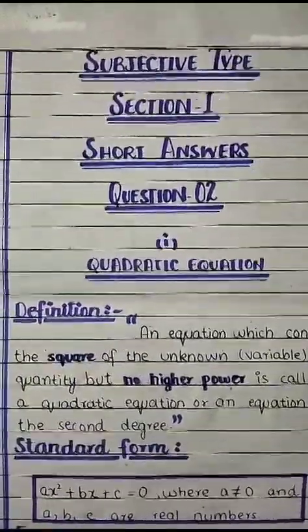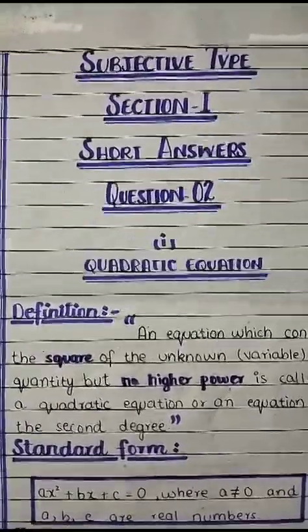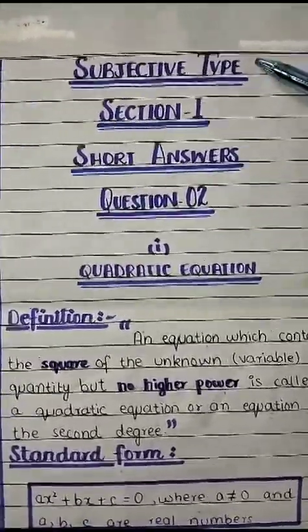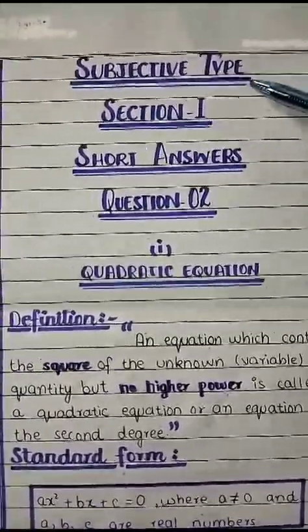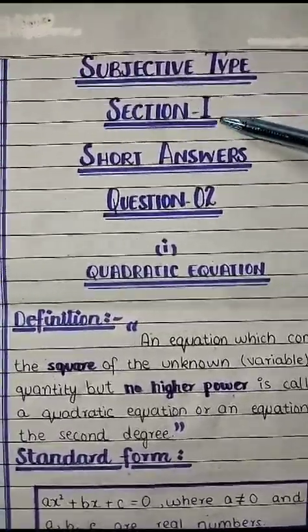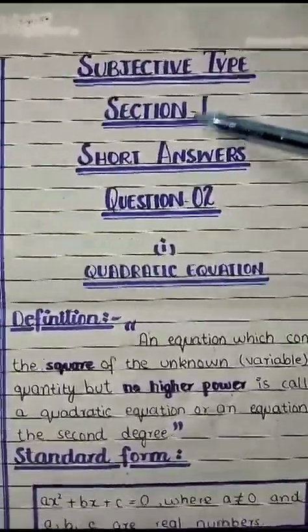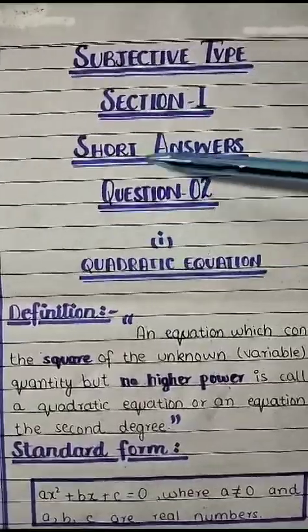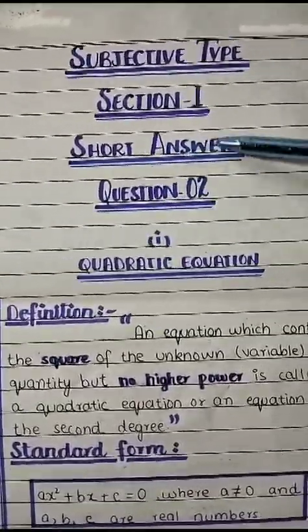Like we have a subjective type paper, then how can you start your paper? First of all, you have to write "Subjective Type". You must double underline it. Then you have Section Number 1, double underline it, and that must be centralized. Then "Short Answers", write short answers in capital letters.